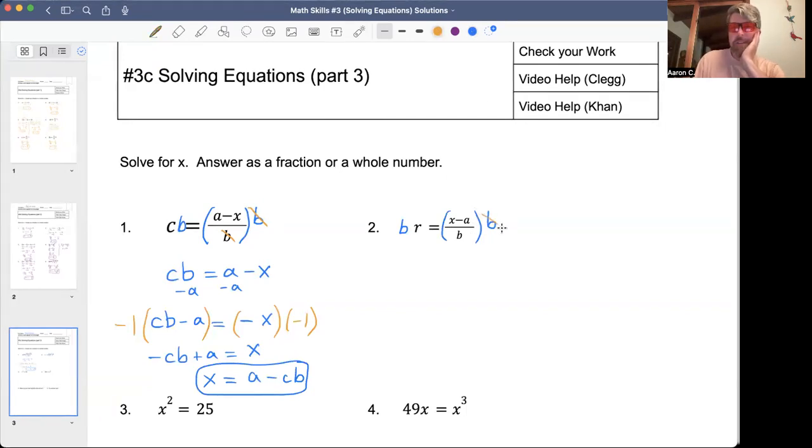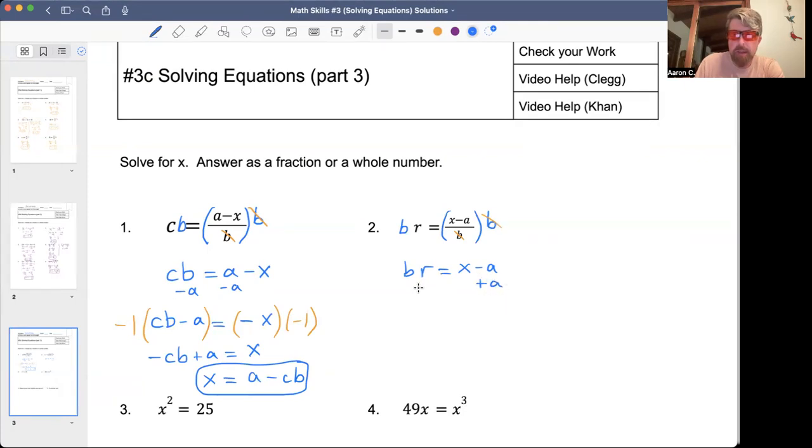And let's see, this cancels out because B over B is 1. So we have BR equals X minus A. Now we have an X and an A. These are 2 separate terms. So if I want to get rid of the A, since it's subtracted, I'm going to do the opposite and add it. So I'm going to add A on both sides.